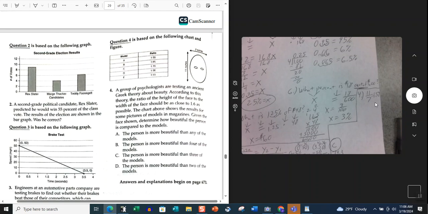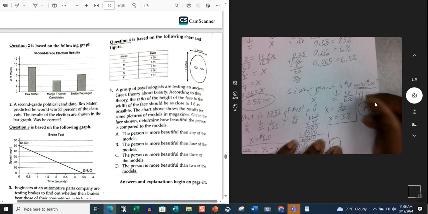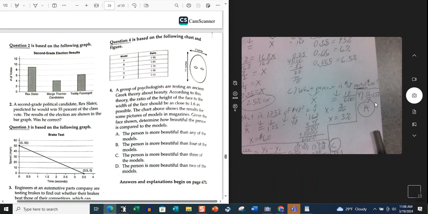So we look at A here, and not saying that A is the answer, but it says A, the person is more beautiful than any other models. B, the person is more beautiful than 4 of the models. C, the person is more beautiful than 3 of the models. And D, the person is more beautiful than 2 of the models. So your answer would be A, the person is more beautiful than any of the models. So that would be your answer, A for number 4.